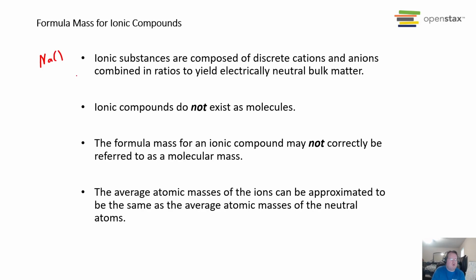If you have sodium chloride, you don't just have one Na plus and one Cl minus. This sodium gets surrounded by chlorines, and those chlorines get surrounded by sodiums. And this goes on in really large networks that extend for huge distances. So there aren't single Na's and Cl's we can say are paired together by themselves.